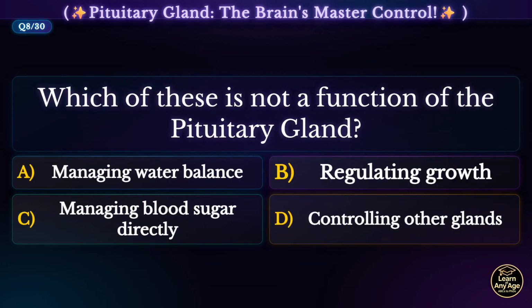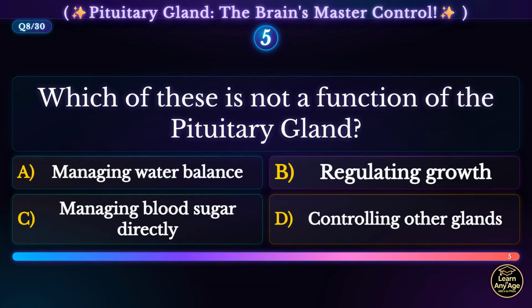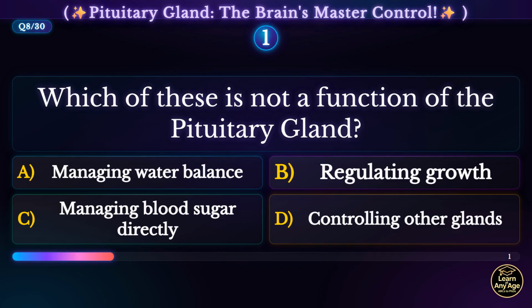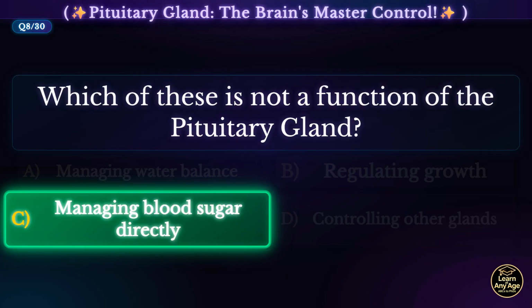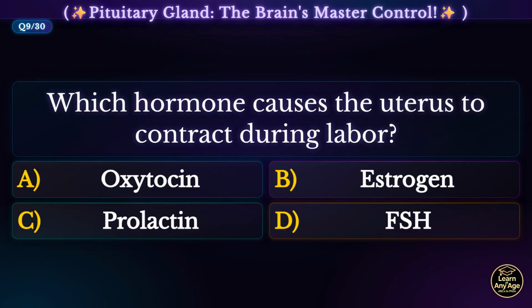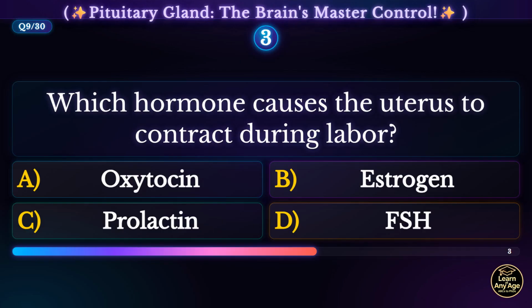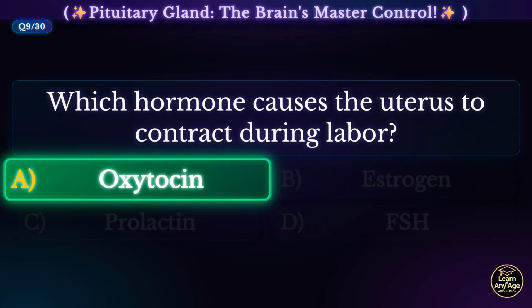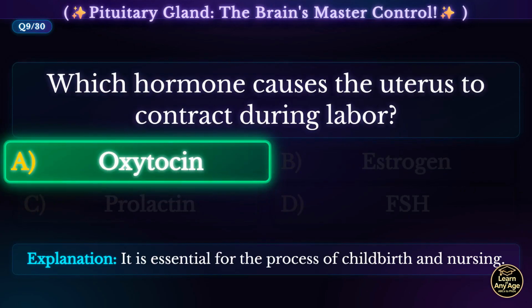Which of these is not a function of the pituitary gland? Managing blood sugar directly. The pancreas manages blood sugar, the pituitary manages other hormones. Which hormone causes the uterus to contract during labor? Oxytocin. It is essential for the process of childbirth and nursing.